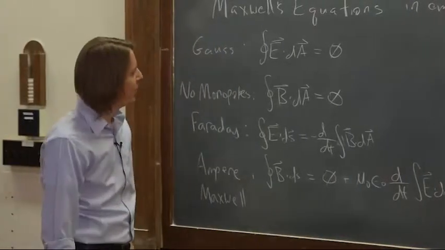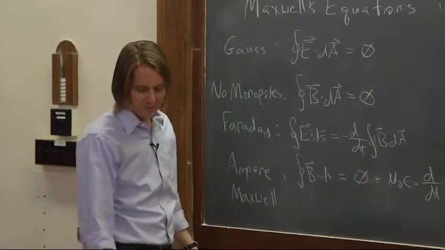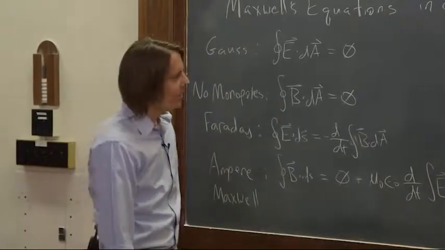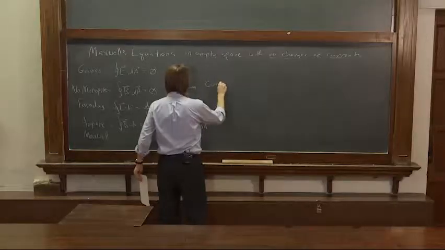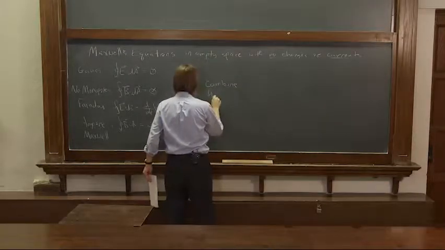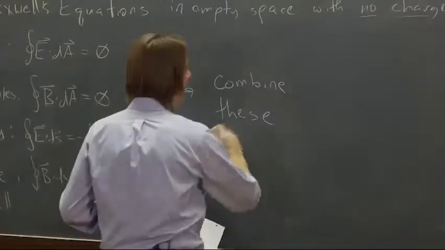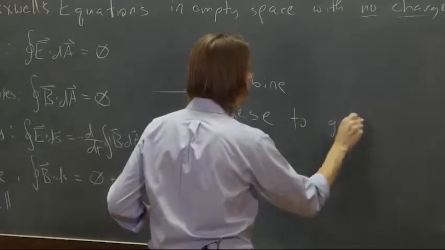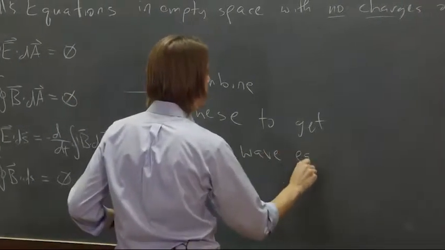But even that probably isn't enough to get you your name on 4 equations and as the king of classical electromagnetism. The other thing he did is you can combine these to get 2 wave equations.